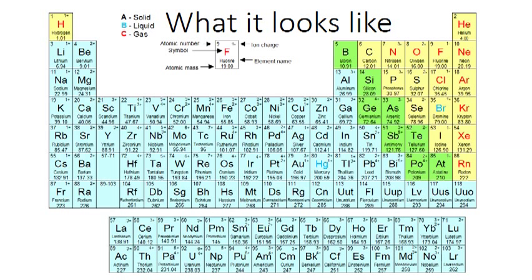So this is what the periodic table looks like, and it has every single element that we have ever found in the universe. It is on this table, and this table is arranged in a very specific order.